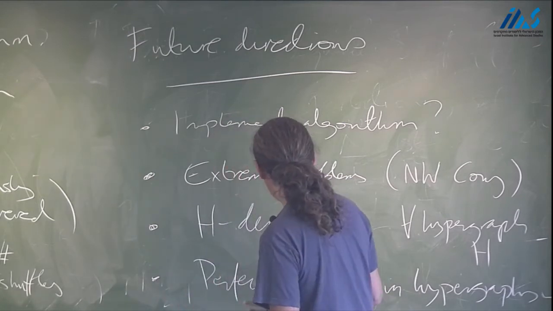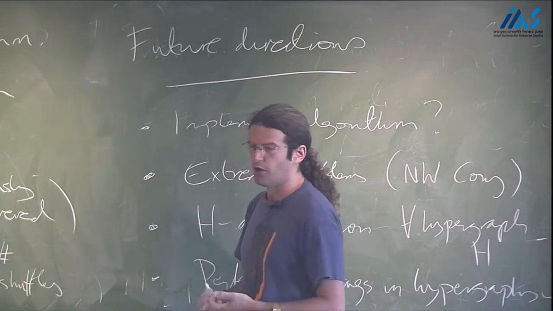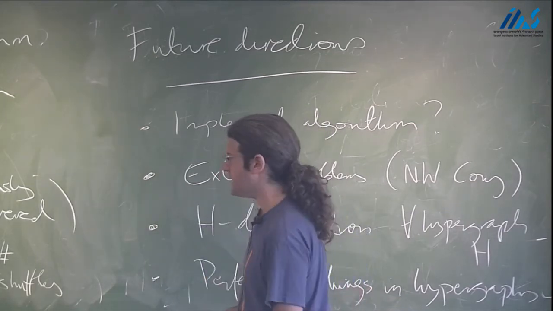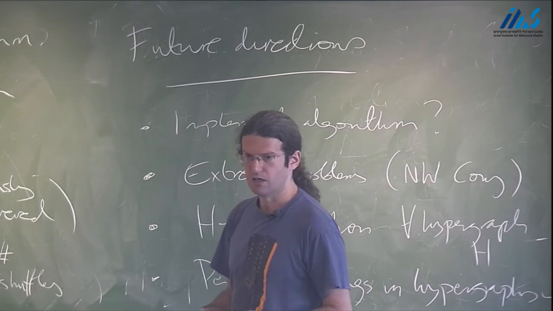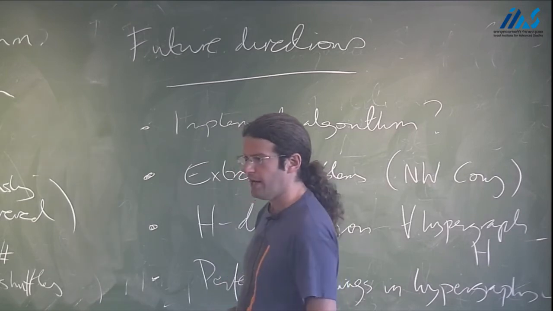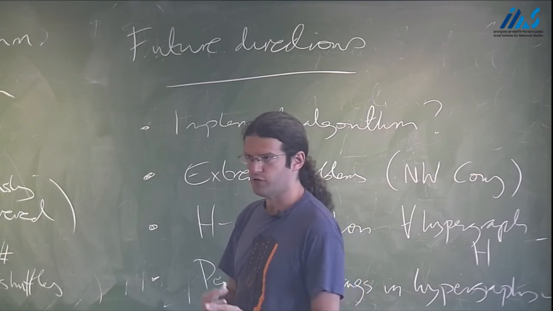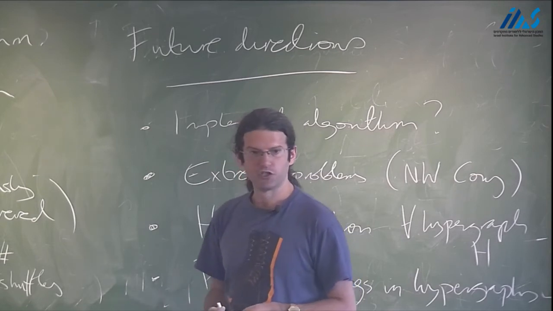It's also interesting to understand the structure of these random objects. Nathan was just saying to me earlier, what can we say about random Steiner triple systems and random designs, random perfect matchings in hypergraphs? It's very hard. There are results for graphs which we don't know extensions to hypergraphs.